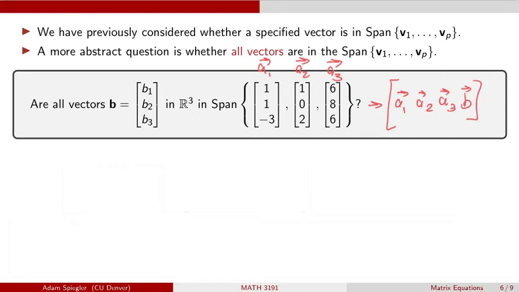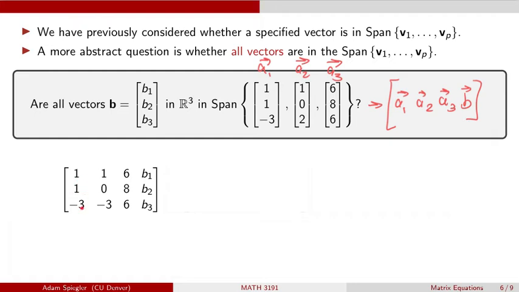Where in this matrix, the first column is vector A1, the second column is vector A2, the third column is A3, and we have a fourth column, which is now going to just include this arbitrary vector B. And so in particular, in this case, right here is our augmented matrix.